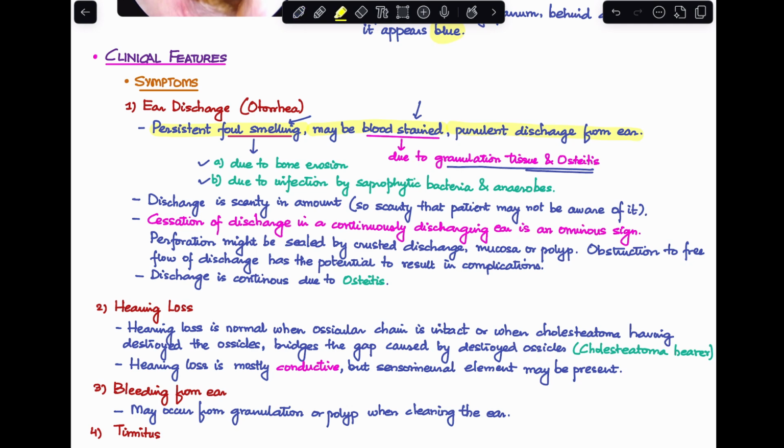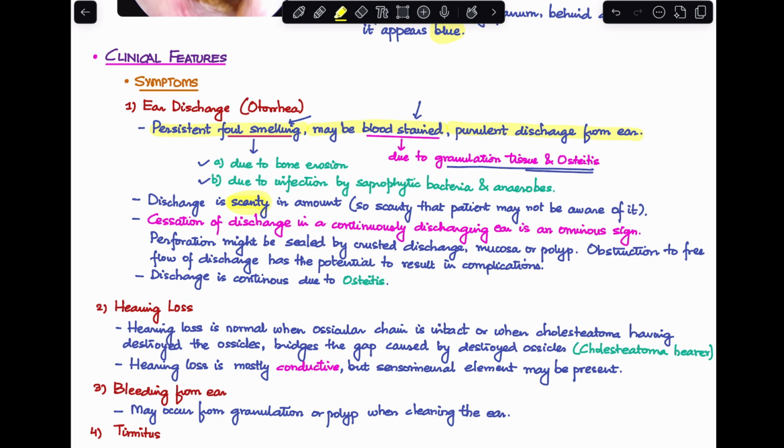Now, in this case, discharge is scanty in amount compared to profuse or abundant in case of the tubotympanic type. So scanty that even a patient might not be aware of it. And in any case when the patient comes to you with a continuously discharging ear, but then the patient suddenly says that there is no discharge coming from the ear, do not assume it to be a good indication, because it is a very ominous sign. Perforation, what happens over here is that the perforation might actually get sealed by the crusted discharge or any mucosa or any polyp. So basically there is an obstruction to the free flow of discharge happening.